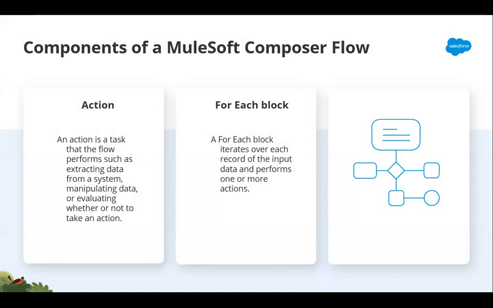Okay. So we have action and for each block over here. For each action, it's a task that performs. Probably you would like to create a record inside the secondary system whenever a new record is created inside Salesforce, or vice versa. Probably whenever a new product has been created inside Quickbooks, and you would like to send that product back to Salesforce and sync it over there in the product object of Salesforce.